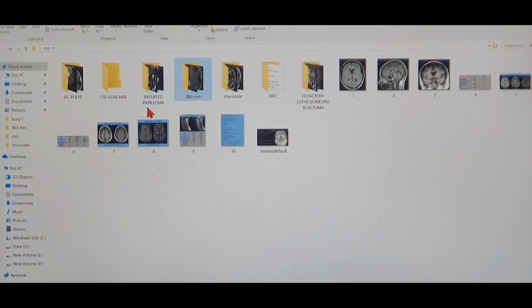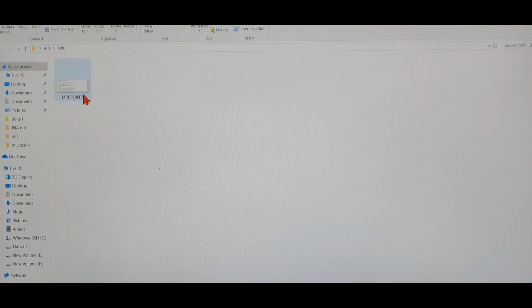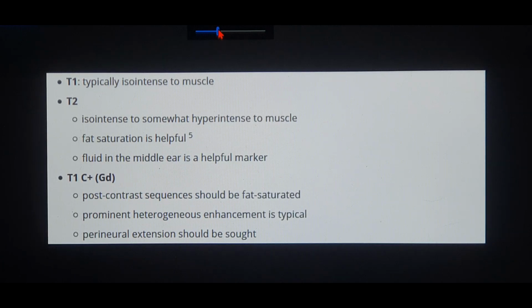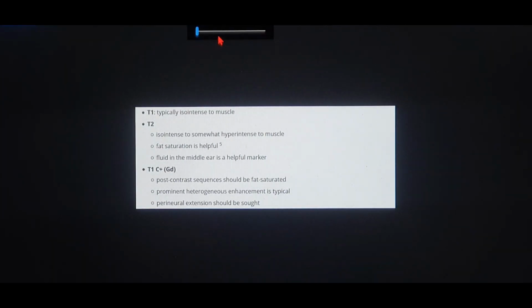Now moving on, the fourth case is a nasopharyngeal carcinoma. You should always remember that on T1 it will show as isointense to muscle. Mostly all carcinomas on T1 are either isointense or hypointense, mostly isointense, and on T2 they may appear hyperintense mostly, and in some cases hypointense, depending upon the content of the tumor. So this is what the MRI looks like for a nasopharyngeal carcinoma, where there is huge destruction of the bone and soft tissue compression.